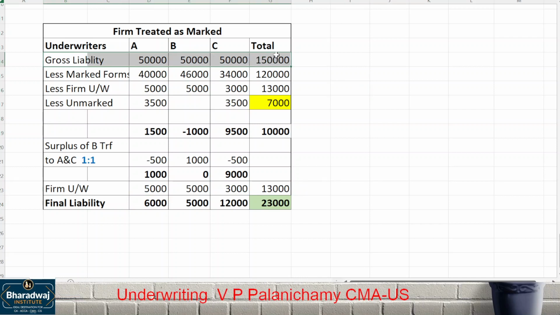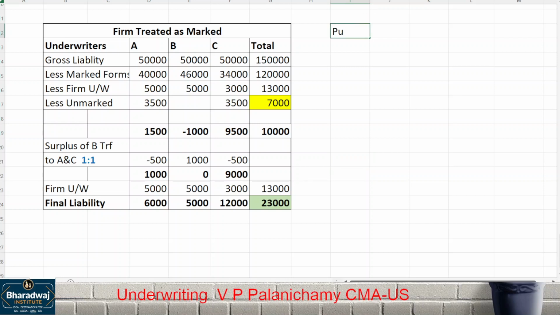So gross liability of the underwriter minus marked forms, minus firm underwriting, minus unmarked forms. Then you get some surplus of B. That surplus is transferred to A and C in their ratio. What is the ratio? 1 is to 1. So after adjusting the surplus, the final liability is 23,000.